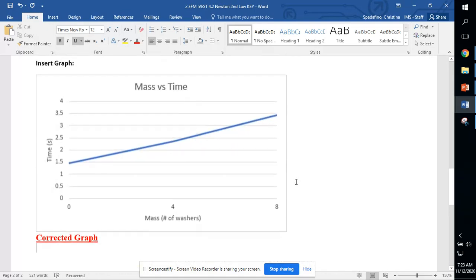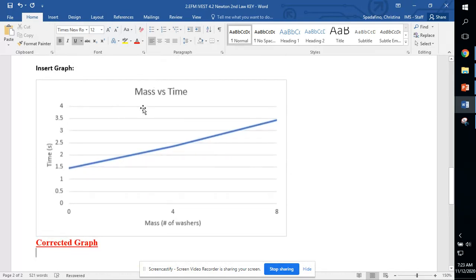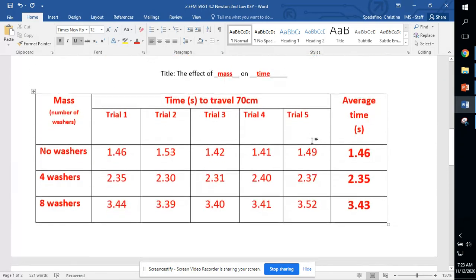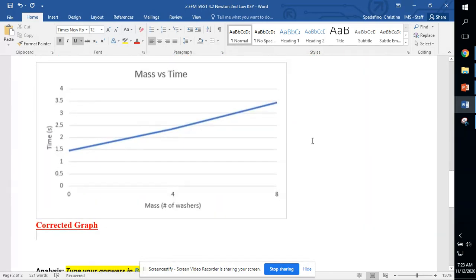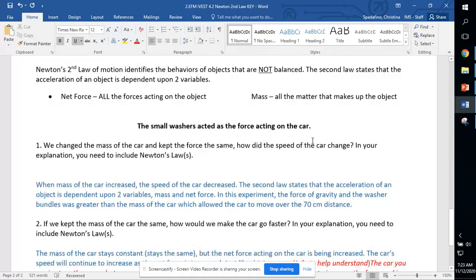Now, some of you also, going back here, put acceleration or you put speed. You did not calculate acceleration, nor did you calculate speed. That is why it's just mass and time. You would have to have done a calculation before you ever graphed, or before that would ever have been your independent and your dependent variables.